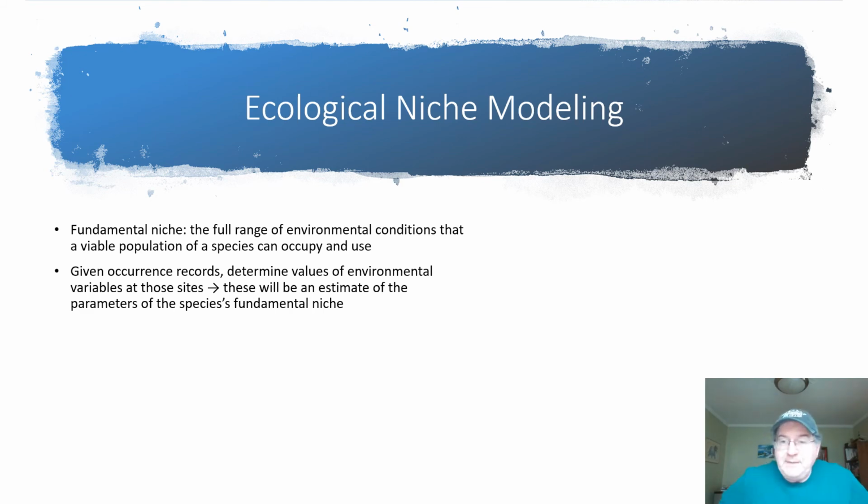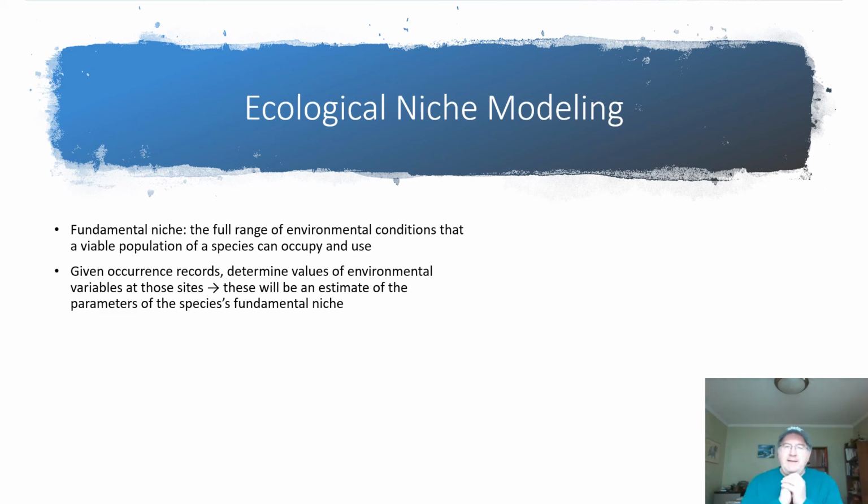So what can you do with data like these? Well, one application I want to spend about 5 minutes on is ecological niche modeling. The idea here is that we can use the occurrence data of specimens to make an inference about the fundamental niche of that species. Just recall from your basic ecology, a fundamental niche is defined as the full range of environmental conditions, encompassing both biotic and abiotic, that a viable population of a species can occupy and use.